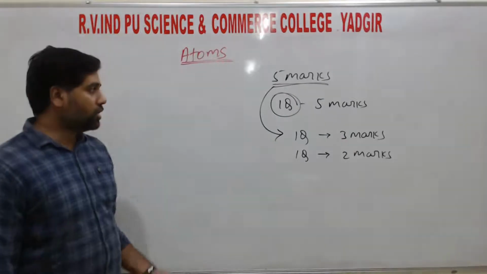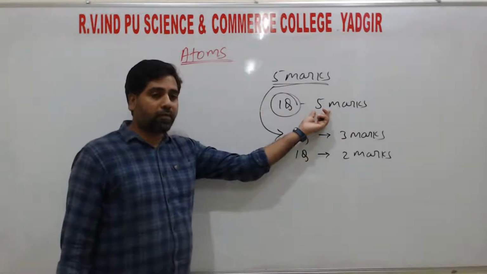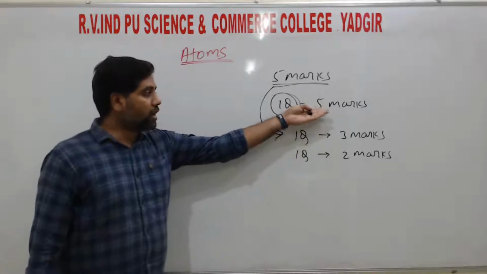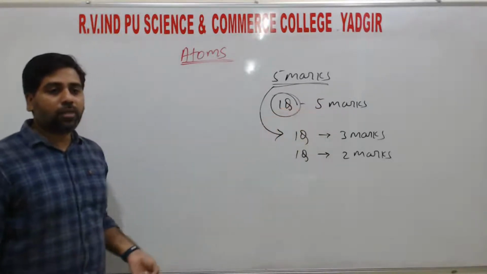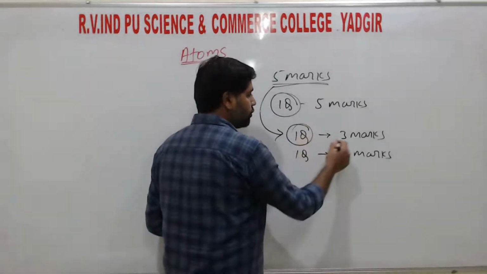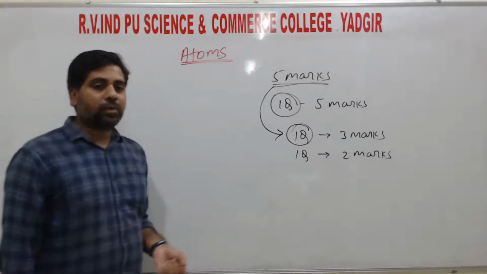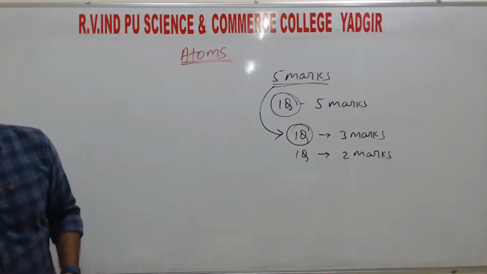Right? So this is about the weightage of the marks. Directly one question they ask for the 5 marks. So either it may come from the theory part or it may come from the numerical part. In rare cases they ask one question for 3 marks. Right? So this is about the weightage of this chapter, atoms.